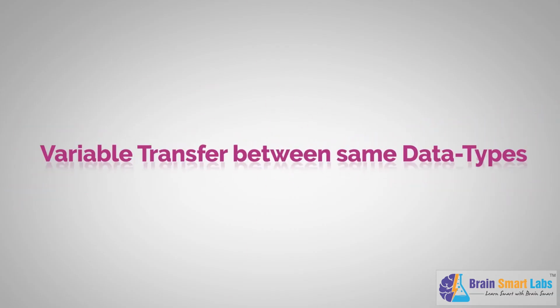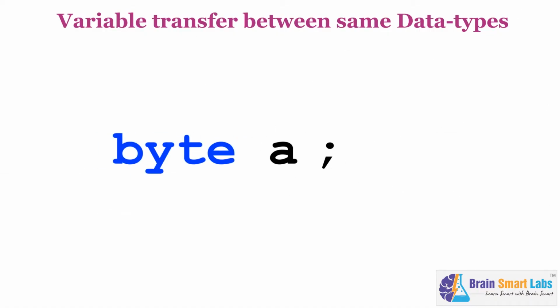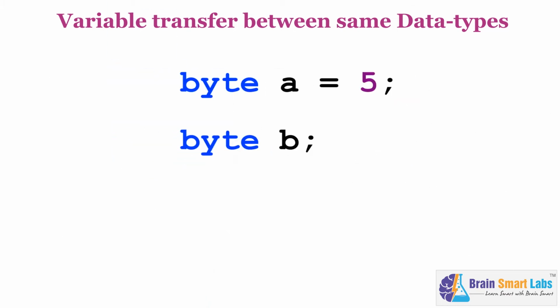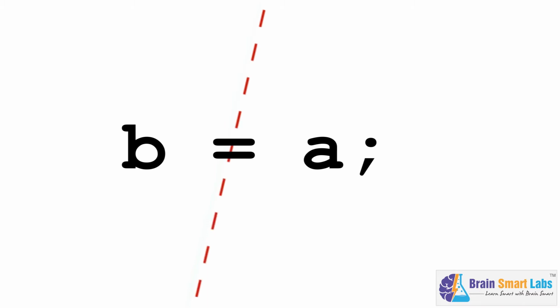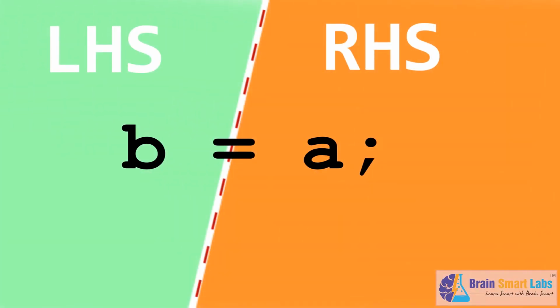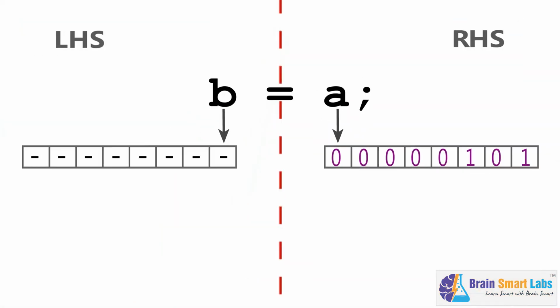Variable transfer between same data types. Consider a byte variable A and the value assigned to it is 5. Consider another byte variable B, and for now we don't assign any value to it. Whenever we write a statement B is equal to A, the value on the RHS flows towards the variable on the LHS. As both our variables are of type byte, both are of 8 bits in length.